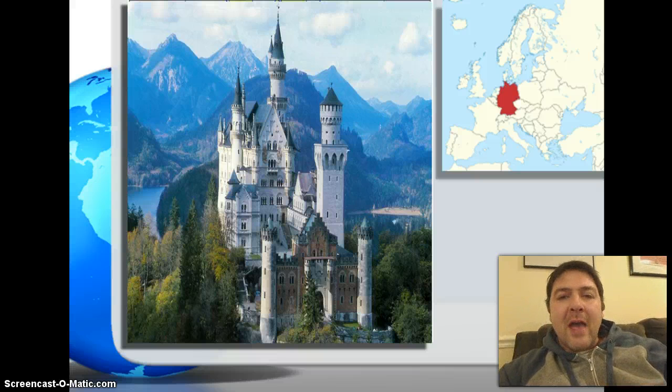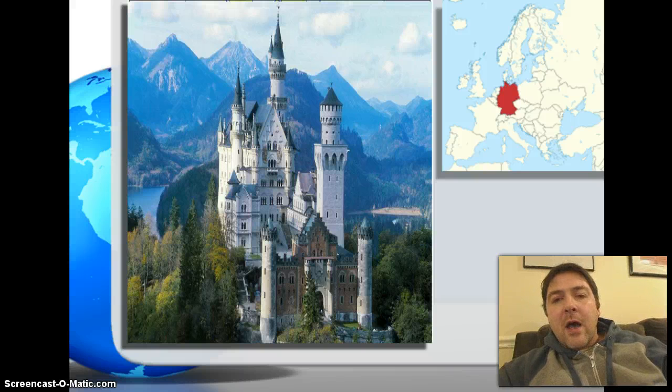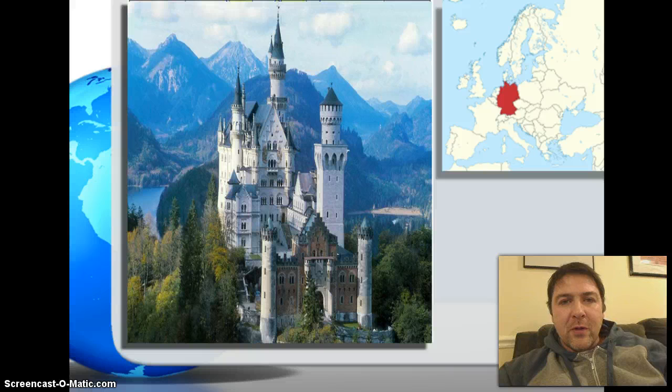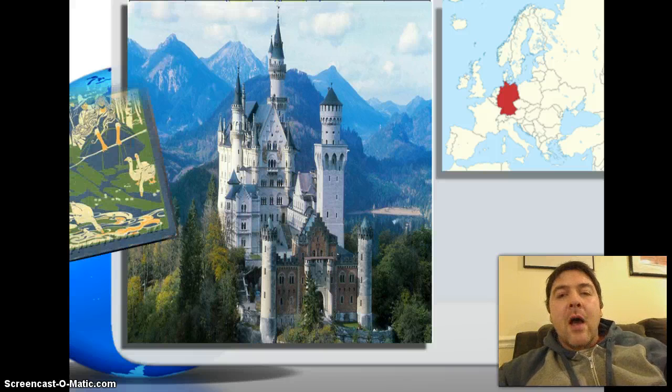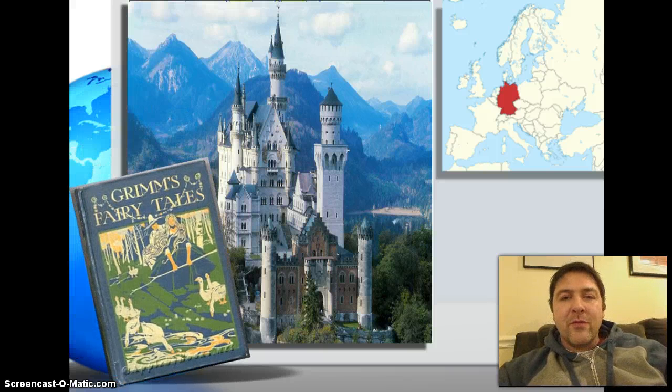This famous castle built in Germany, Neuschwanstein, I mess up the pronunciation, was built to look like a medieval castle, but it was built in the late 1800s to try and capture kind of a German architectural style and very Germanic scene here. You may be familiar with Grimm's fairy tales.